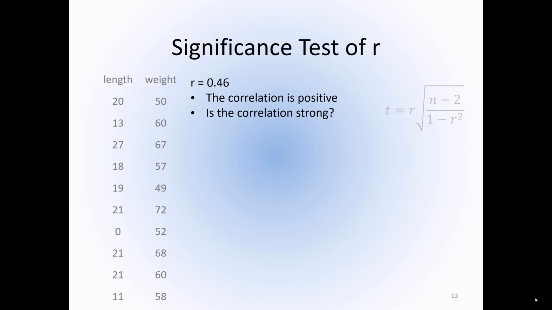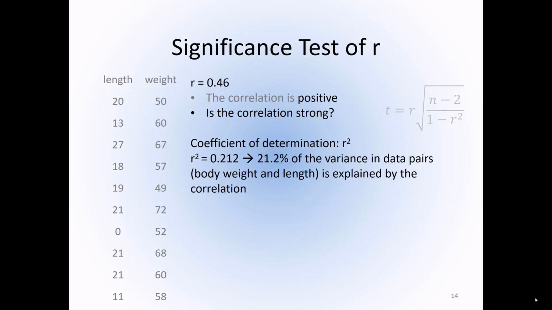And we can use the coefficient of determination in which to do so, R squared. So we simply take our correlation coefficient R and we square that value to get our coefficient of determination. In this case, it ends up being 0.212.